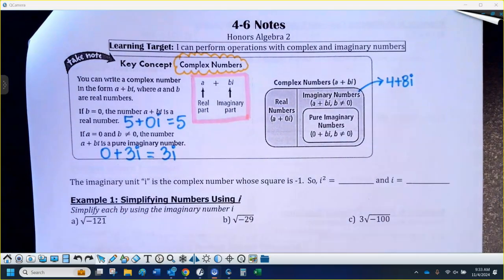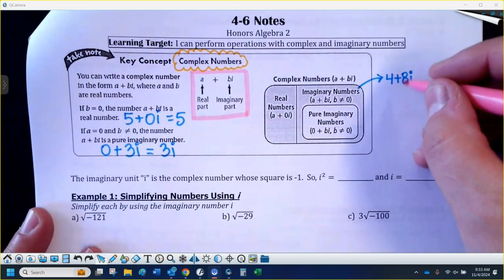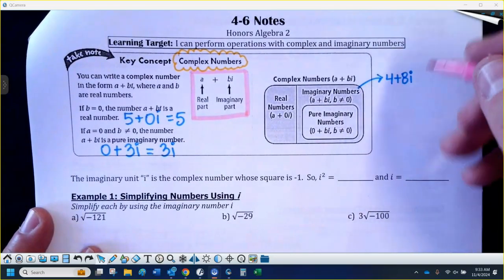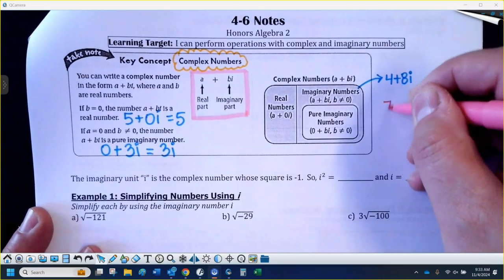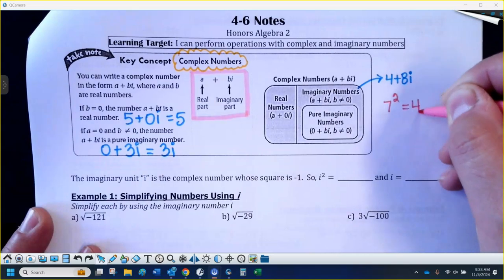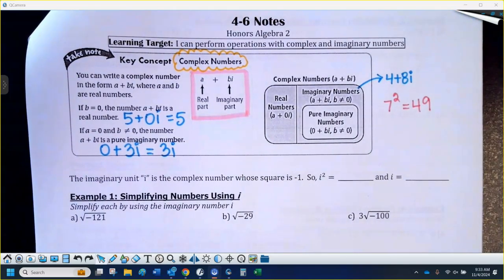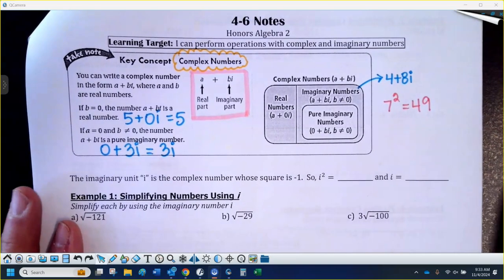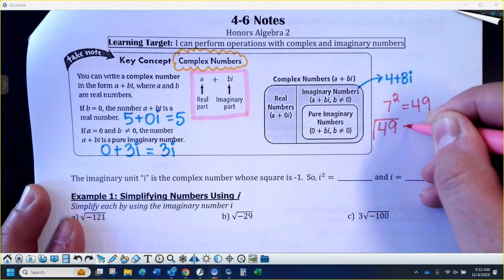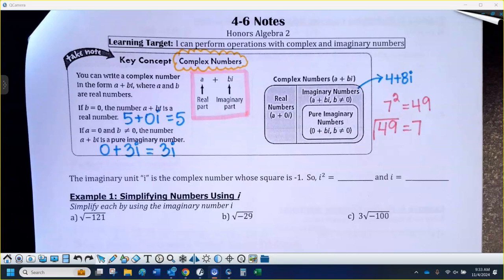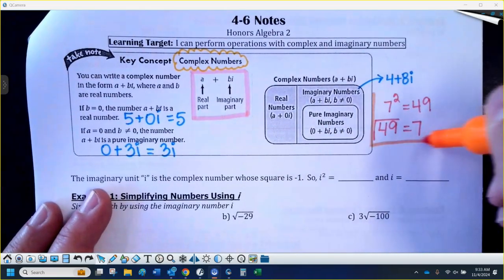Okay, now I'm going to write you a little example with numbers, and then I'm going to show you how they developed i. So, let me make something up. All right, so 7 squared is equal to 49. I'm just going to use a perfect square. And you guys know that if I take the square root of 49, that's equal to 7, right? That's a relationship that we know with a real number.